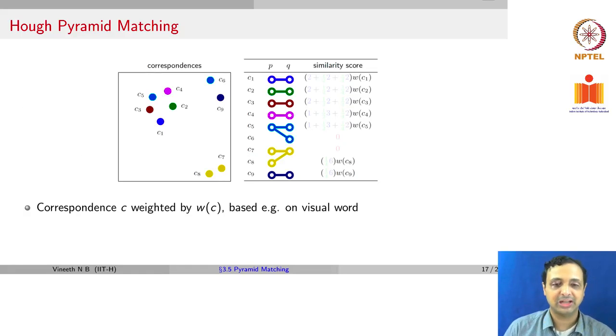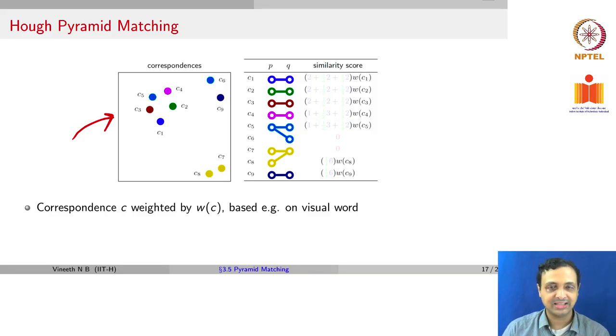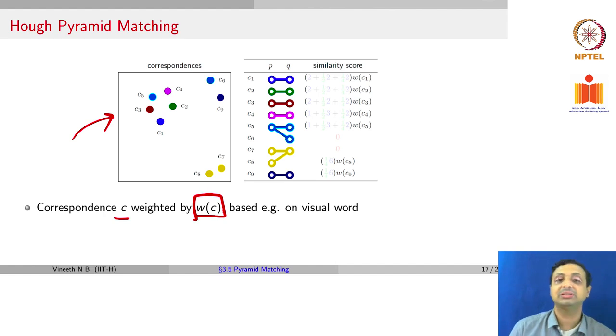So let's see how Hough pyramid matching actually works. You have a set of correspondences now which are laid out in your 4D space. Remember, each correspondence has tx, ty, s and theta. Now you should be able to draw similarity to the pyramid match kernel, because you're going to be doing all your pyramid matching in this 4D transformation space, and that's why we call it Hough pyramid matching. Each correspondence C is weighted by some w of c based on, say, a visual word. You can choose to use this, or you can have a uniform weight if you choose.